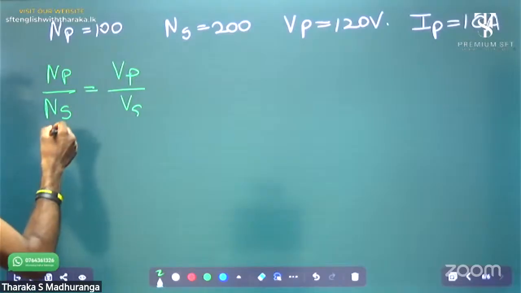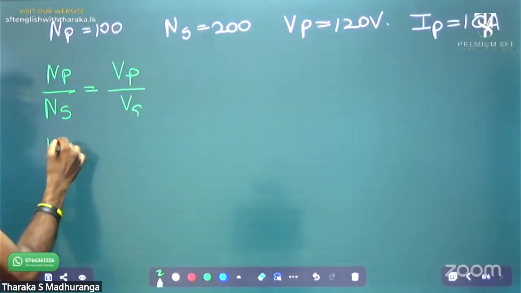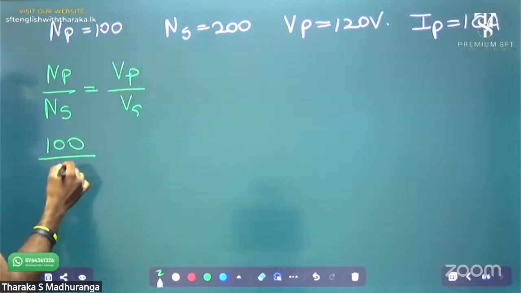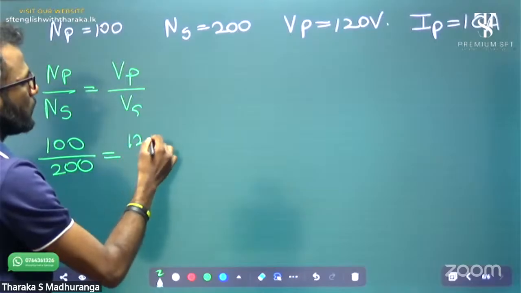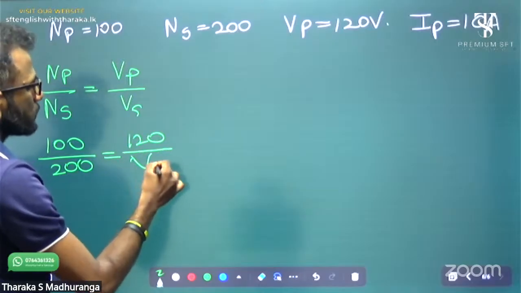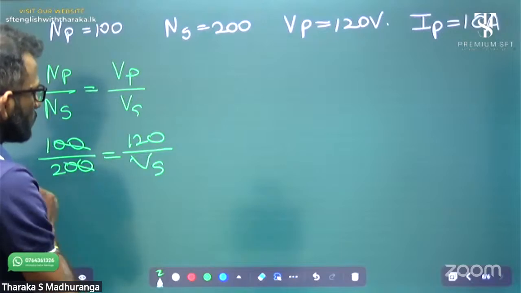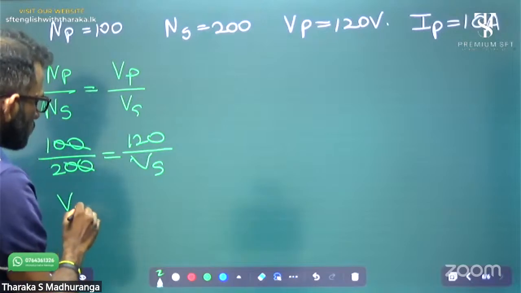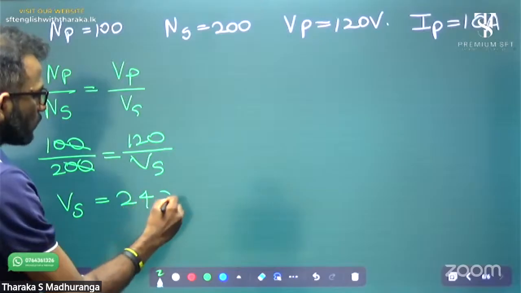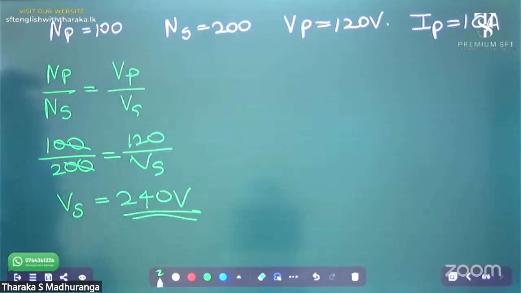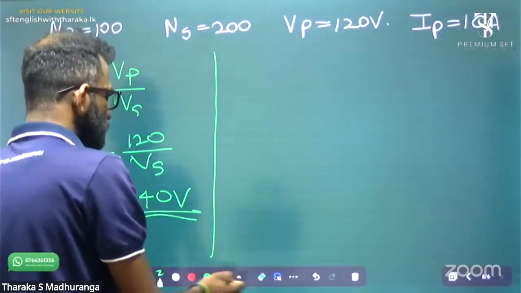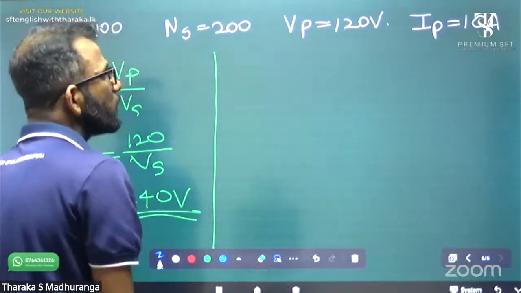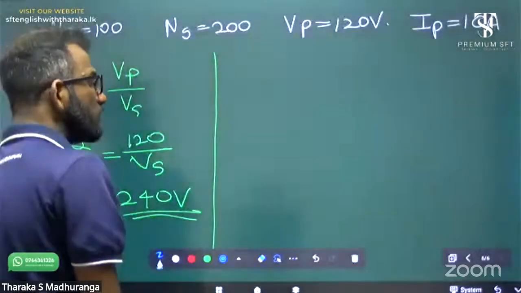Okay, now you can calculate. NP equal 100, NS equal 200, VP equal 120, then Vs. Now zero to zero cancel. Now Vs equal, cross multiplication, 240 volts. Now the question asks, what is the IS, the current?